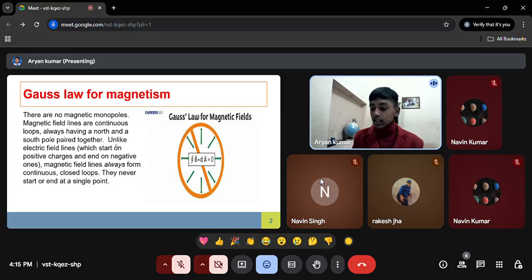So this means that for any closed surface we may draw in a magnetic field, every field line that enters the volume must eventually exit it. It also says the result would be a net count of zero field lines passing through the surface. So there are equal numbers of positive and negative ones too.